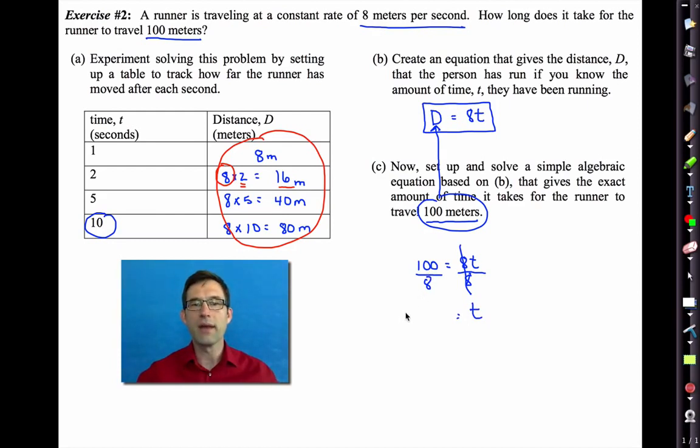100 divided by 8 might not be the nicest number, but you can use your calculator to figure that out. That'll end up being 12.5. So it takes 12.5 seconds, never forget your units, to complete the race. That seems pretty reasonable. Pretty fast runner. Pretty fast. All right. Well, I'm going to scrub out the text, so pause the video now if you need to write anything down or think about anything.